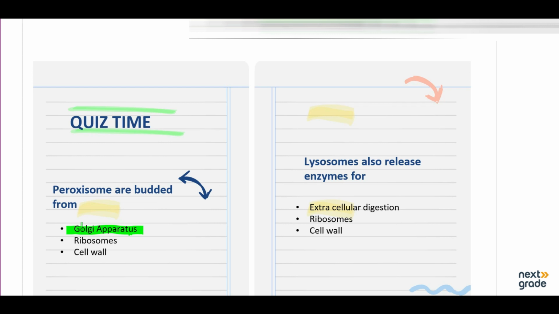The second MCQ that we got for today is: lysosomes also release enzymes for what? Options are extracellular digestion, ribosomes, or cell wall. We know that lysosomes release enzymes for extracellular digestion. So here extracellular digestion is the correct answer.